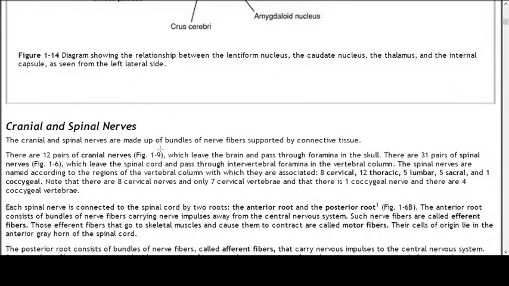The cranial and spinal nerves are made up of bundles of nerve fibers supported by connective tissue. There are 12 pairs of cranial nerves that pass through the foramina of the skull. There are 31 pairs of spinal nerves, which leave the spinal cord and pass out through the intervertebral foramina in the vertebral column. The spinal nerves are named according to the region of the vertebral column with which they are associated: 8 cervical, 12 thoracic, 5 lumbar, 5 sacral, and 1 coccygeal.